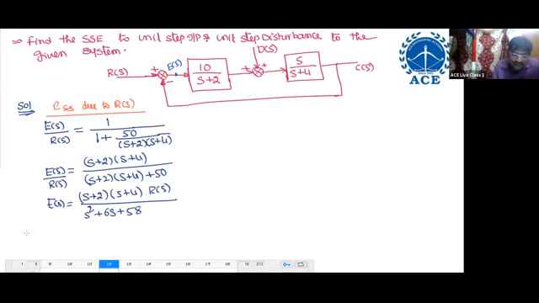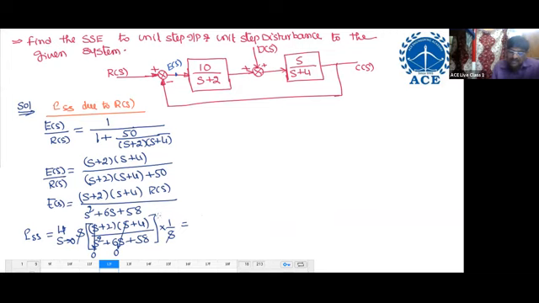Now find ESS. So limit s tends to 0, S into E of s. So (s plus 2)(s plus 4) divided by s square plus 6s plus 58 into R of s, which is 1 by s. S S cancelled. S tends to 0, substitute. Then what is the answer? 8 by 58. Is it correct?